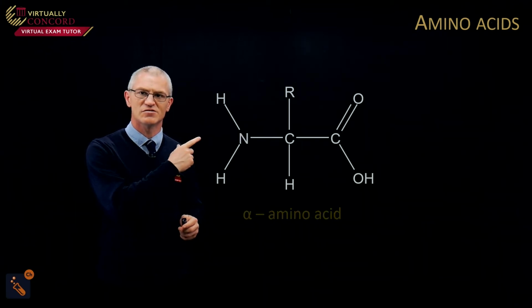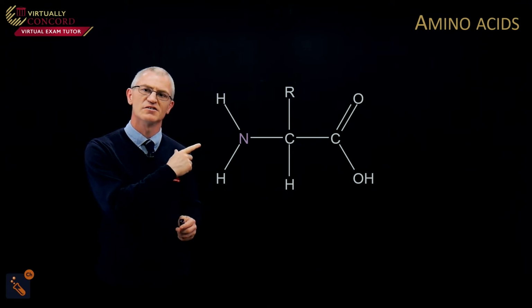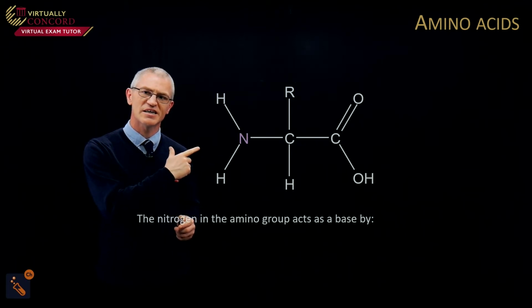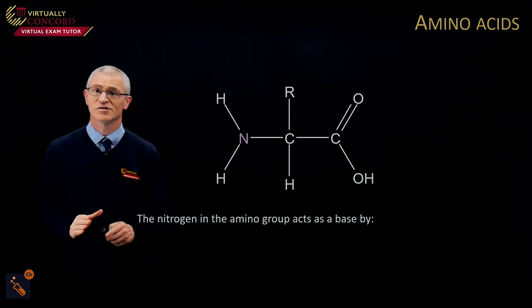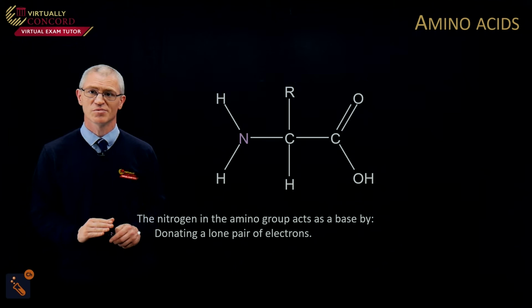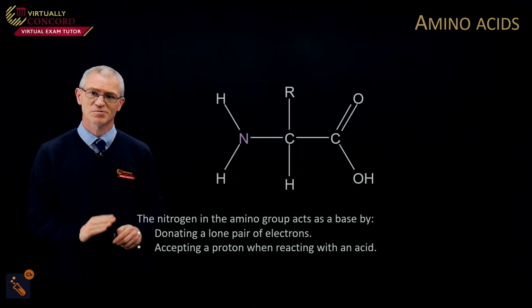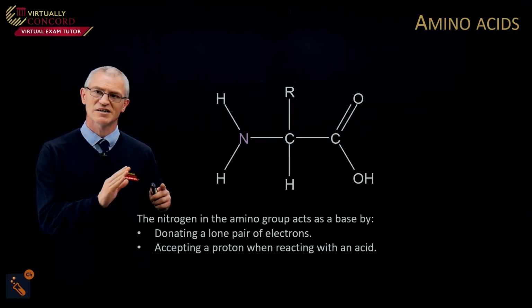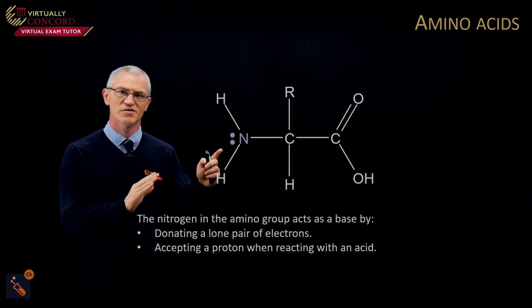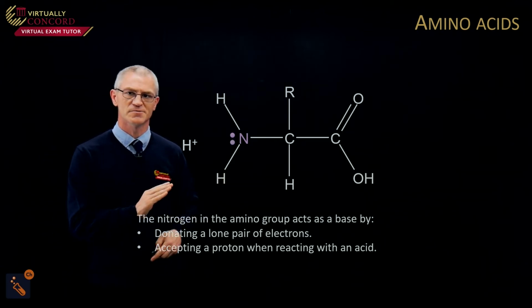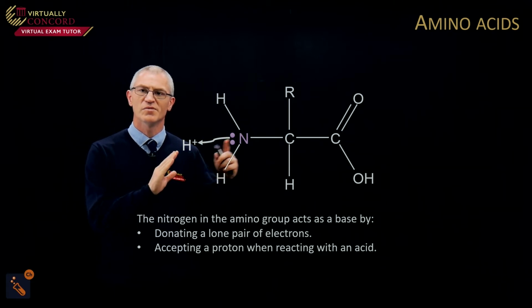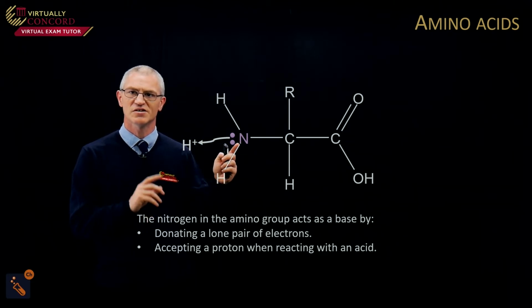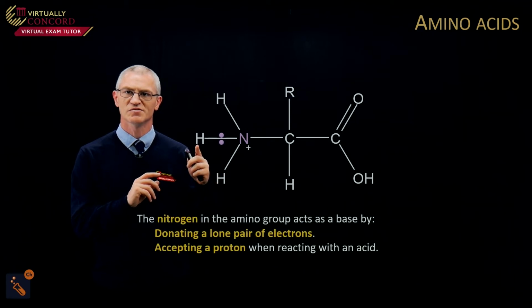But let's look at this nitrogen here that I've coloured purple. That purple coloured nitrogen is to indicate that it can act as a base. So the nitrogen in the amino group acts as a base and donates a lone pair of electrons. It accepts a proton when reacting with an acid. But what does this actually look like? So let's put the lone pair of electrons on and give you the H. We then take the lone pair of electrons to the H and form a dative covalent bond. So here's our dative covalent bond formed as a result.